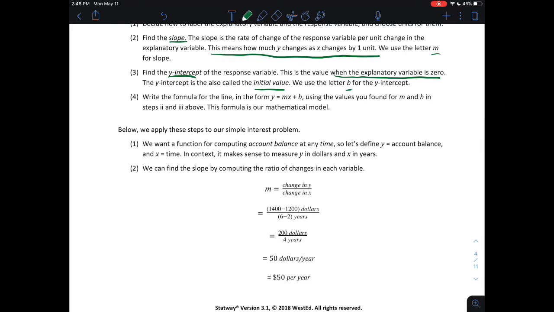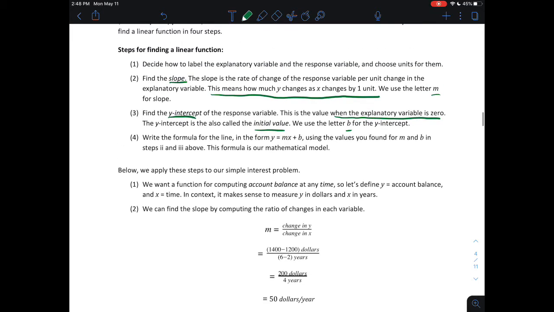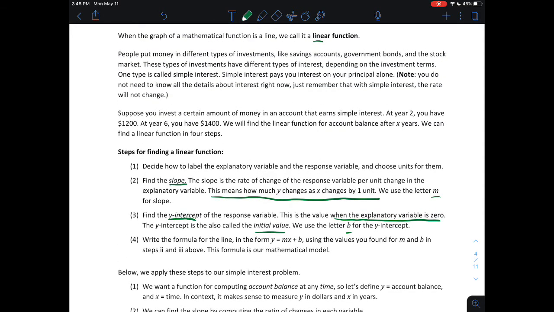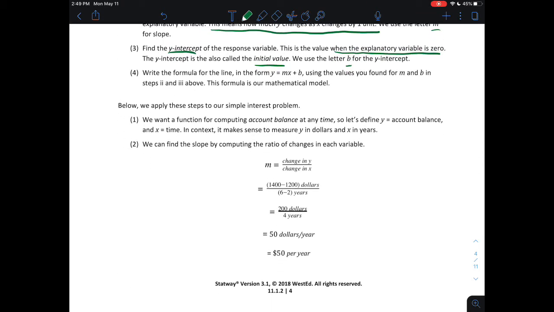So step 2, we can find the slope by computing the ratio of changes in each variable. The slope is just the change in the y values, how the account balances change, divided by the change in x values, how the time changes. For example, how do the account balances change? They ended up at $1,400 at year 6, and they started at $1,200 in year 2. So the difference would be 1,400 minus 1,200. That's what you see in the numerator here.